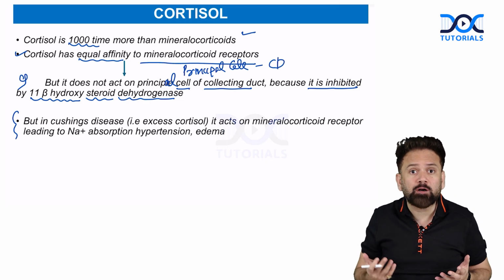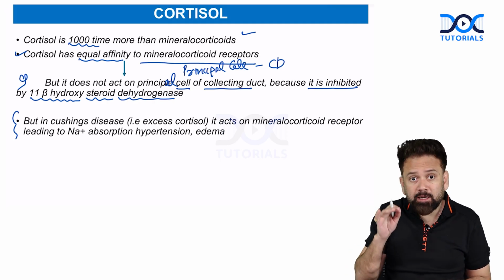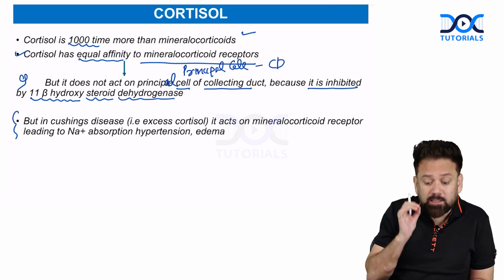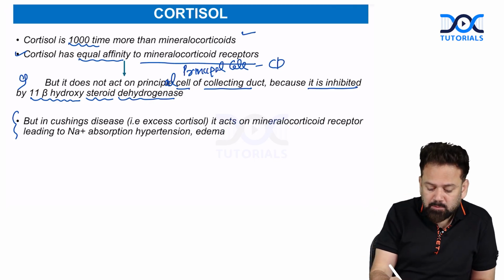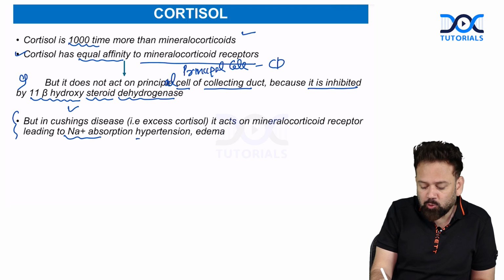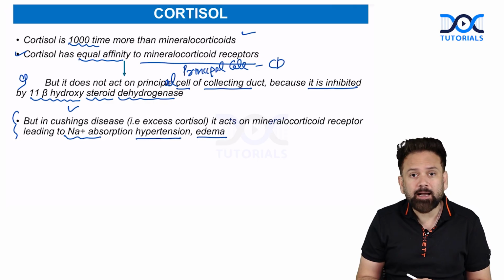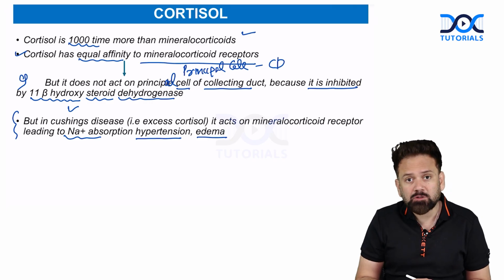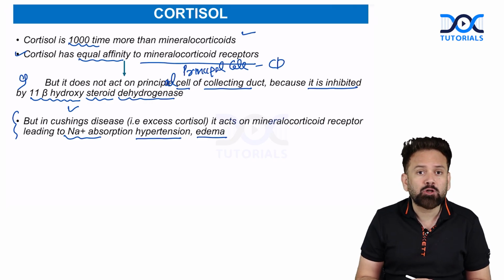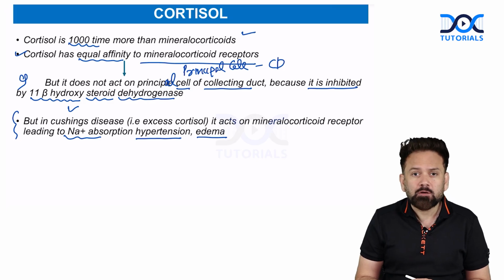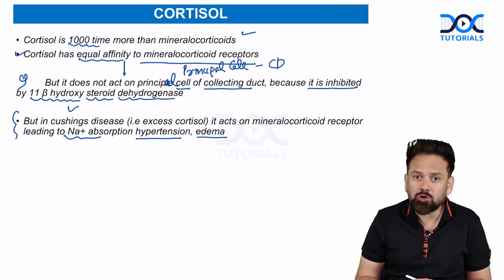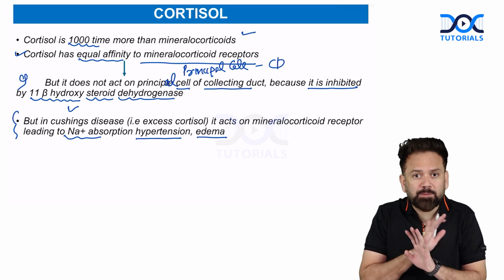It is in so much quantity in Cushing disease, and now it starts behaving like aldosterone. And that is why, doctor, in Cushing disease also, there is more sodium absorption that can lead to hypertension and edema. So this is the answer why there is hypertension and edema even in Cushing disease. Because here cortisol is in so much excess that it cannot be inhibited by 11 beta hydroxysteroid dehydrogenase. It starts acting on the principal cell, behaving like aldosterone, reabsorbing sodium, and that will cause an increase in blood pressure. I hope this concept is clear.